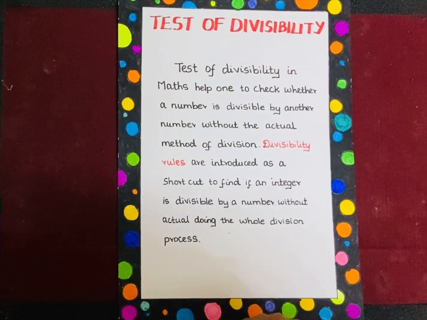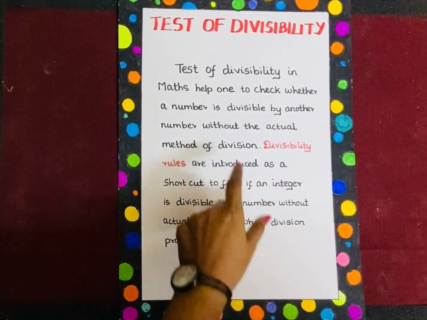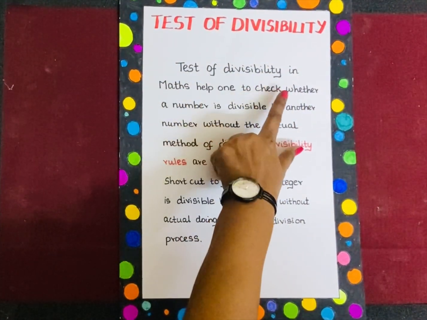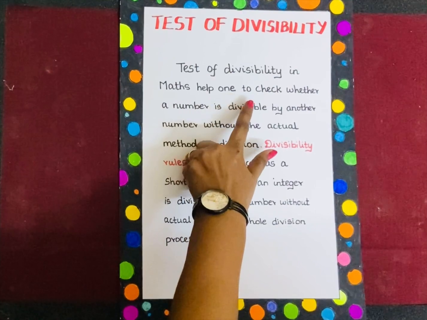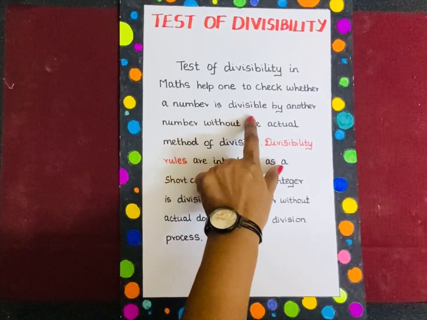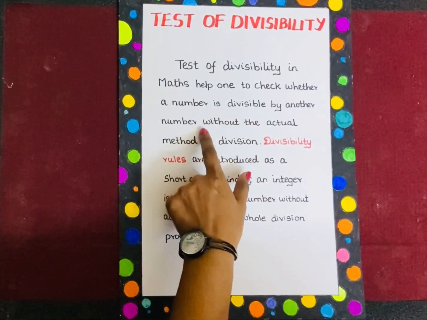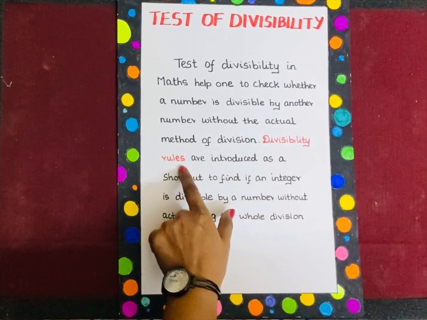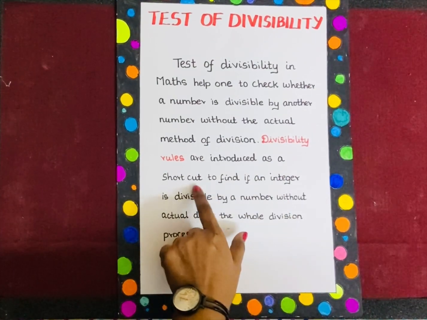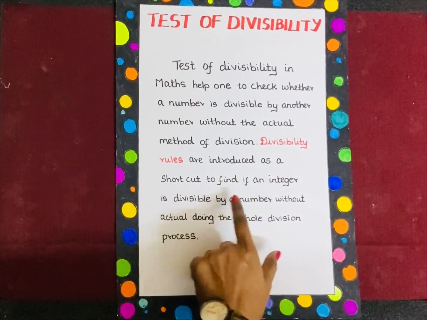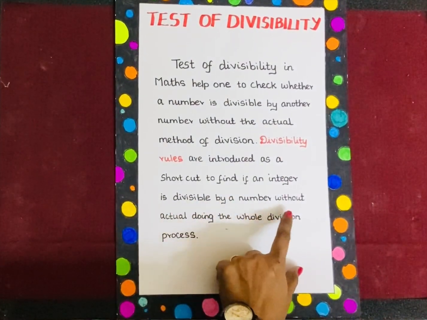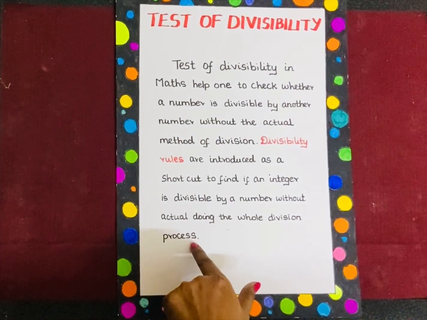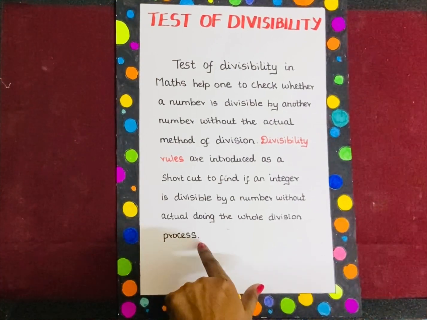Welcome to Math Talk. Today we are going to learn tests of divisibility. Tests of divisibility in maths help one to check whether a number is divisible by another number without the actual method of division. Divisibility rules are introduced as a shortcut to find if an integer is divisible by a number without actually doing the whole division process. Let's see the tests of divisibility one by one.